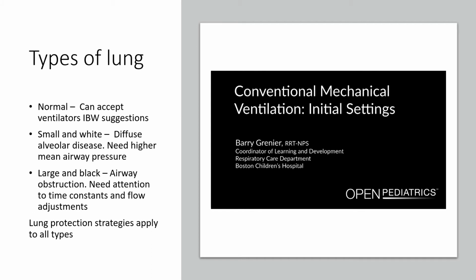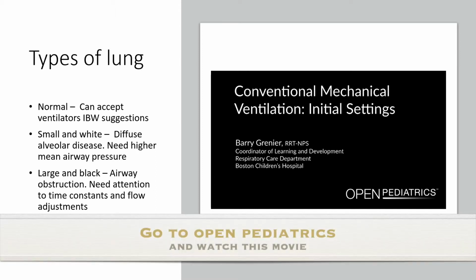So there are three types of lung. There's the normal lung, the small and white lung, and the large and black lung. So normal lungs are exactly that. They're normal. So when you actually start ventilating them, the sophistication of modern day ventilators will tell you what they think you should be ventilating this lung at, provided you put the appropriate patient category in and that patient's weight.